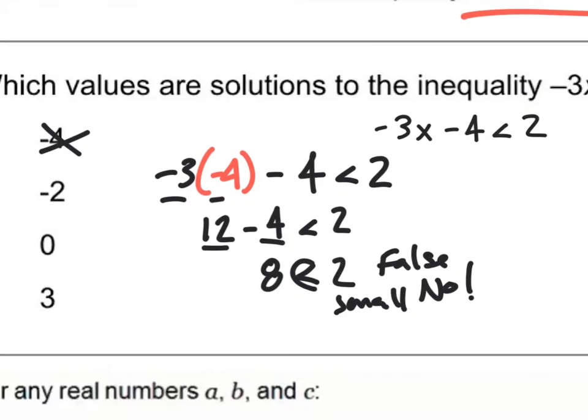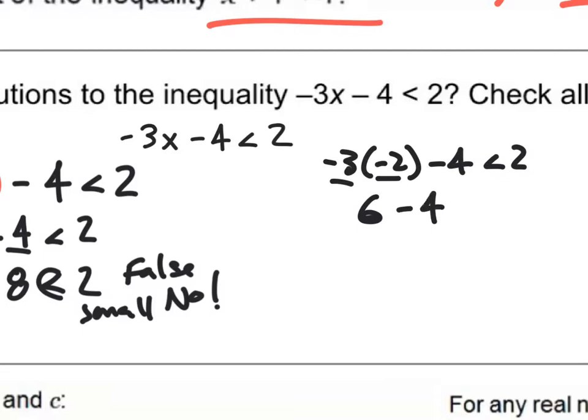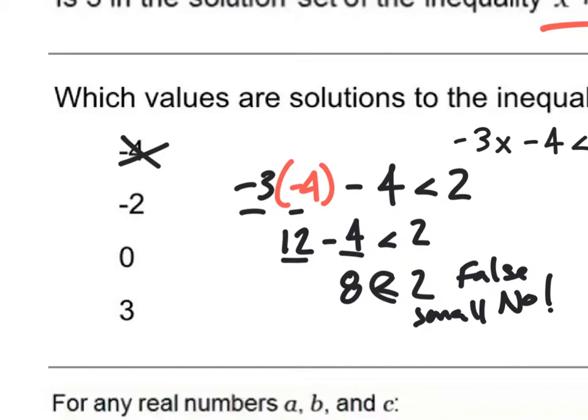If I plug in negative 2, let's do that real quick. Negative 3 times negative 2 minus 4, is that less than 2? Negative 3 times negative 2 gives me positive 6, minus 4. Is that less than 2? No, 2 is not less than 2. That is false. That goes away.